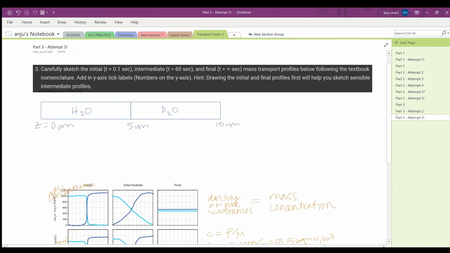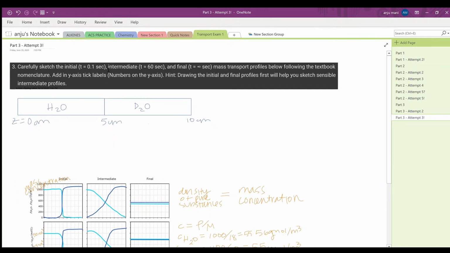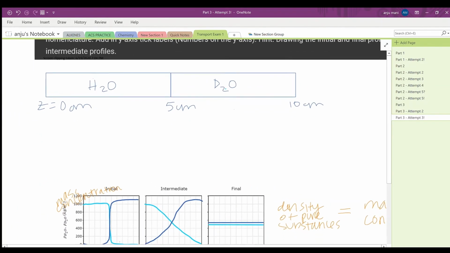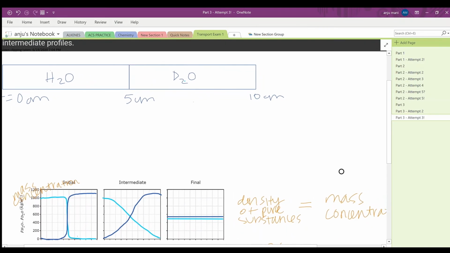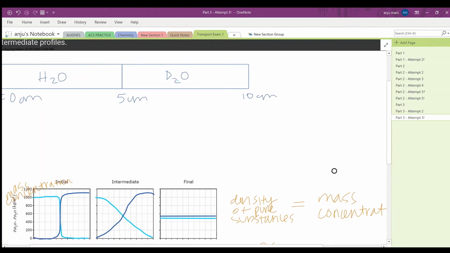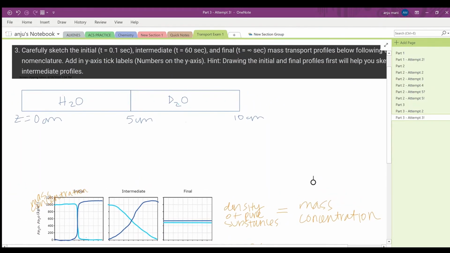Okay, so for part 3, it's asking to sketch the initial at t equals 0.1 seconds, at t equals 60, and at some time infinity seconds, and see the mass transport profiles at those 3 points. So the first set of graphs are looking at the mass concentration. The density of pure substances is equal to its mass concentration. So in this case, both our H2O and D2O are pure.